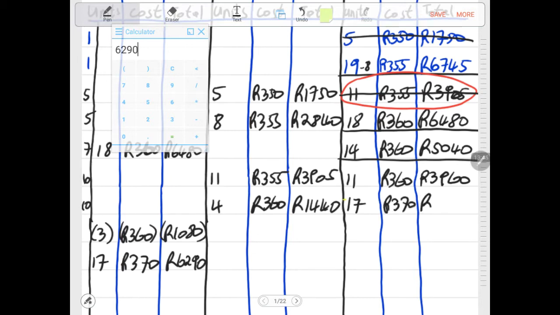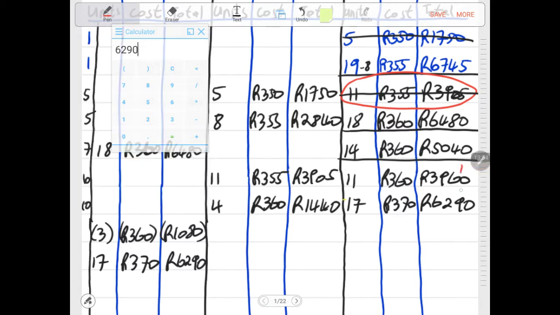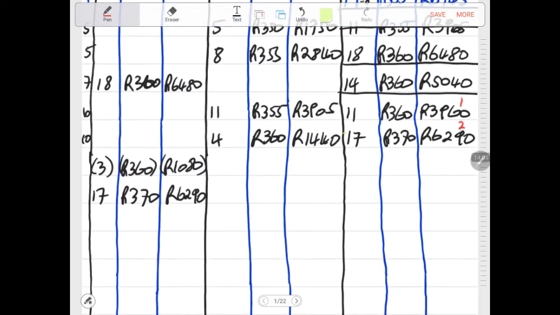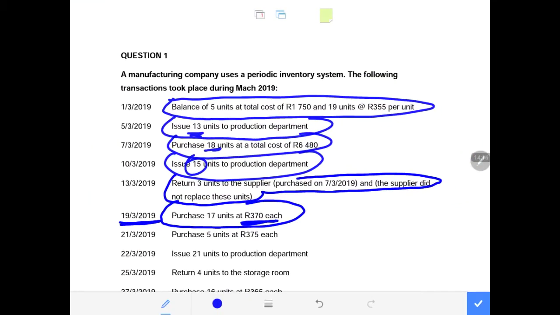Therefore this is 6,290, meaning when we issue our inventory, we first have to issue this one first and issue this one second, using the first in first out method. Remember, we are using the first in first out method. Now we bought the inventory of the 17 units at 370. That amounted to a total of 6,290 rands. Then let's listen to the next transaction.